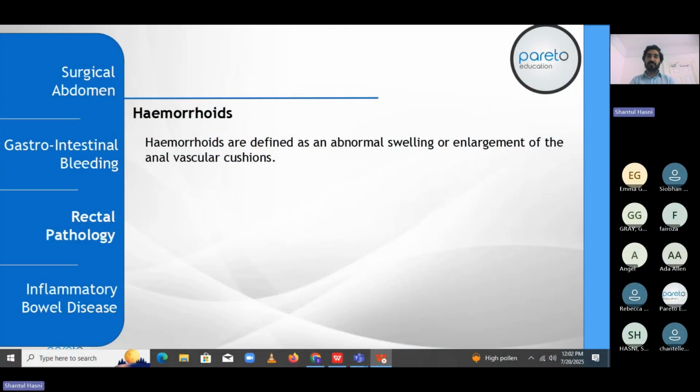So the first pathology we're going to discuss are the hemorrhoids. I would start with the boring bits, with how physiologically the hemorrhoids come into being, because even as a surgical registrar, I could never understand why you have hemorrhoids, how to look for them, how to manage them, how you do surgeries for them.